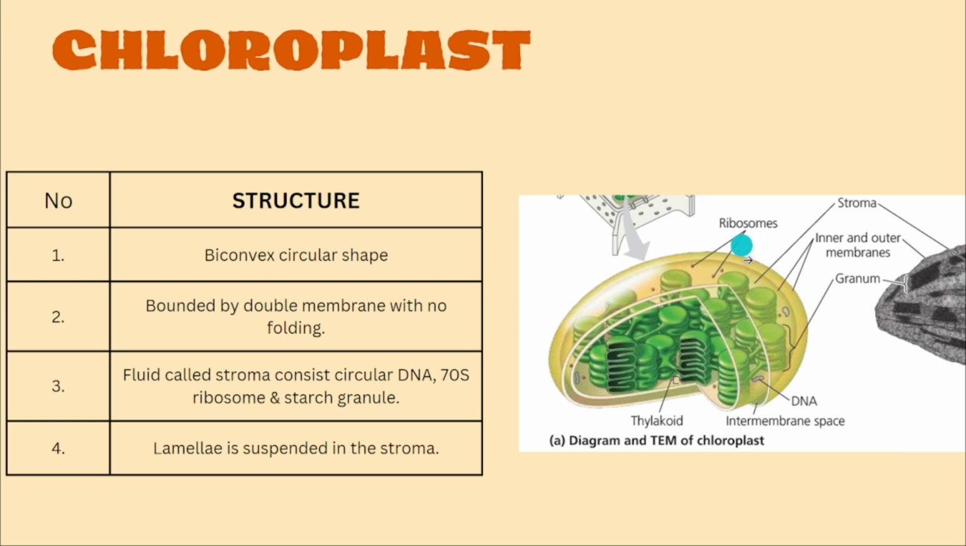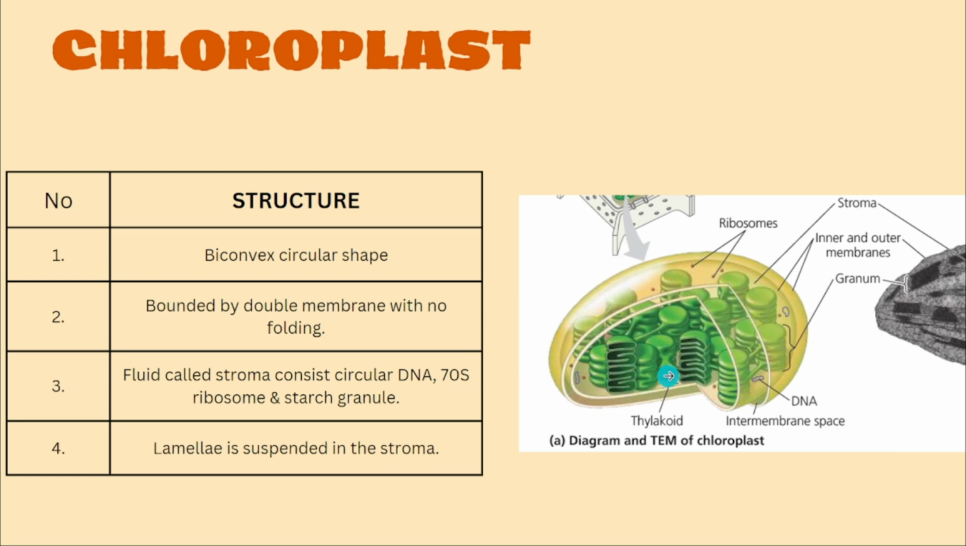So this is the structure of the chloroplast. You can see here it has a biconvex circular shape, and it is also a double membrane organelle. There are altogether 3 double membrane organelles. The first one is the nucleus, the second one is the mitochondria, and the third one is the chloroplast. Only these 3 organelles are double membrane bound, meaning that the membrane contains 2 layers.